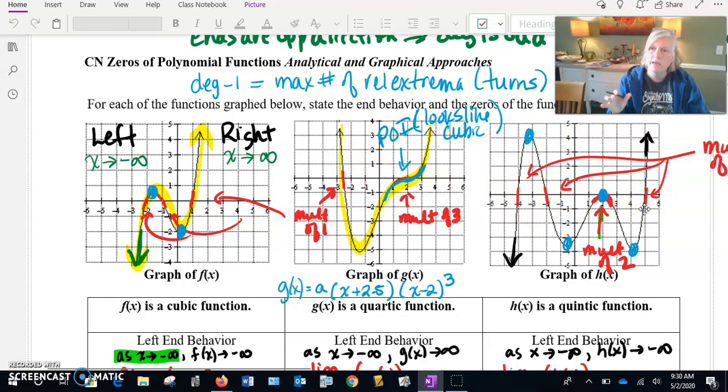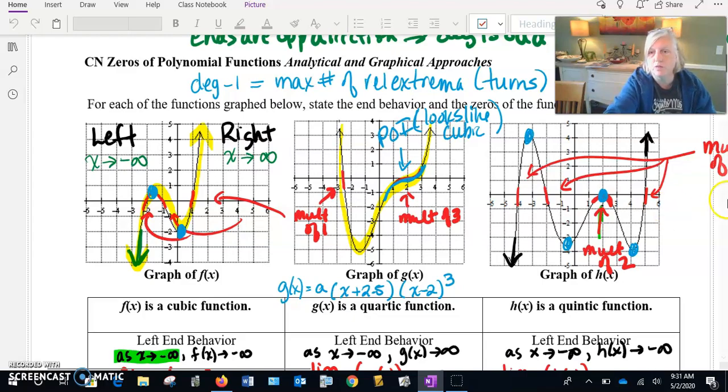If you were looking at those, hopefully what you recognize is that it crosses, the sign of the function changes because it goes from either positive to negative or negative to positive, but it crosses like a line. And a line has a degree of 1. So single multiplicity crosses like a line. So that's one thing to look at.